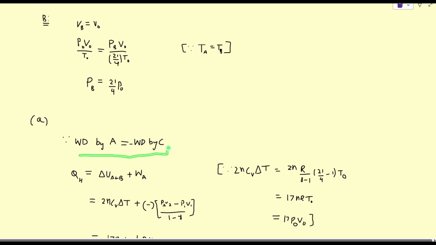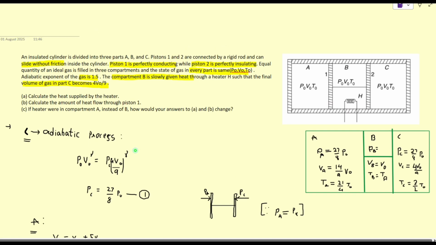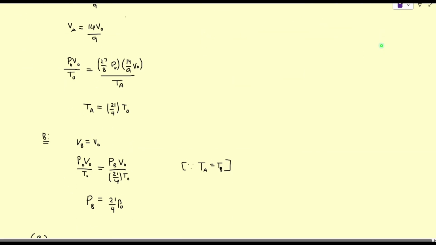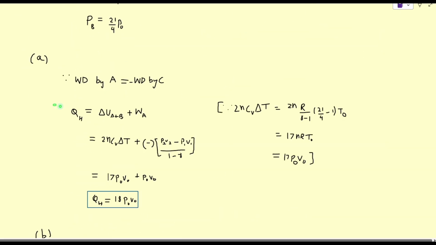Here work done by A equals minus work done by C. Work done by B is 0, as the volume is constant. As piston 1 displaces right, it does positive work, and piston 2 compresses the C compartment, so it does negative work. So work done by A equals negative work done on C. Then we write the first law of thermodynamics: heat equals delta U of A plus B plus work done by A. Here we don't include work done by C because it doesn't participate in the heat.